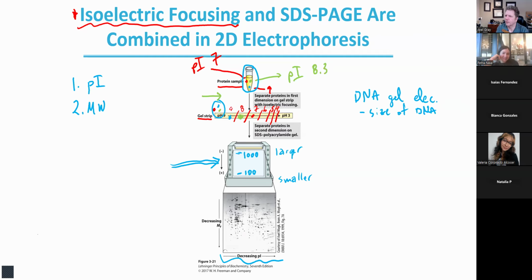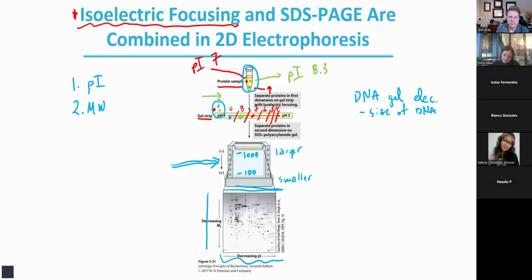It kind of looks like that, where he's a blood splatter analysis. That's what that kind of looks like. But this right here, this gel at the bottom, is a separation of tons and tons of different proteins. On this x-axis, they're separated based on their PIs. And then on the y-axis, they're separated based on their molecular weight.